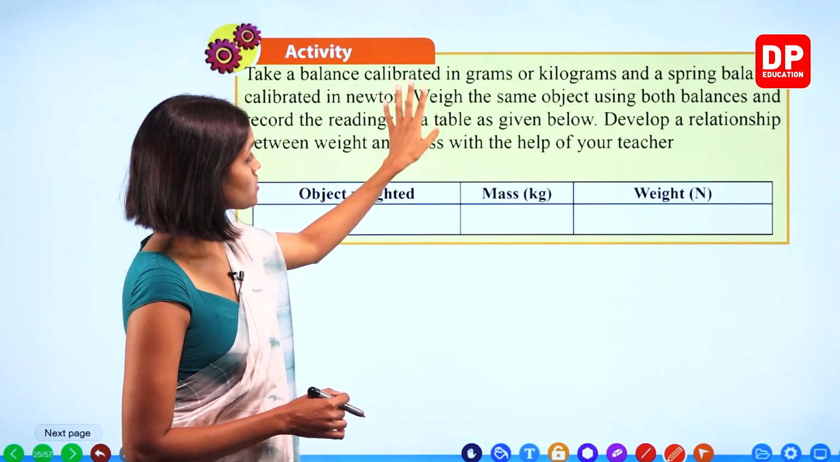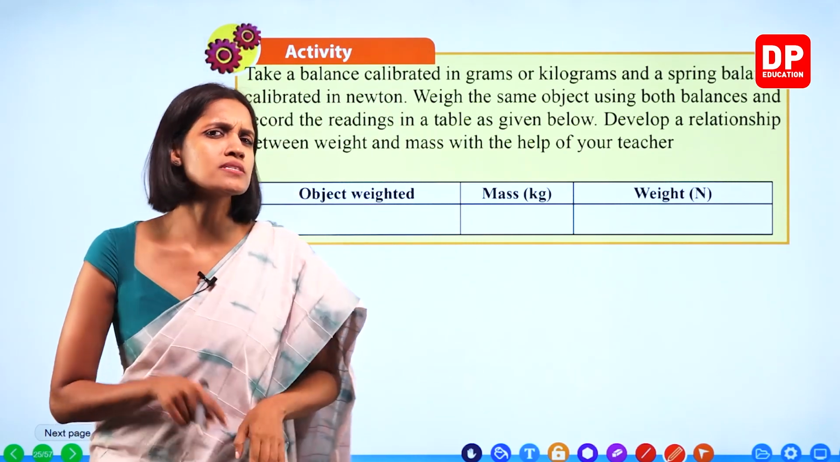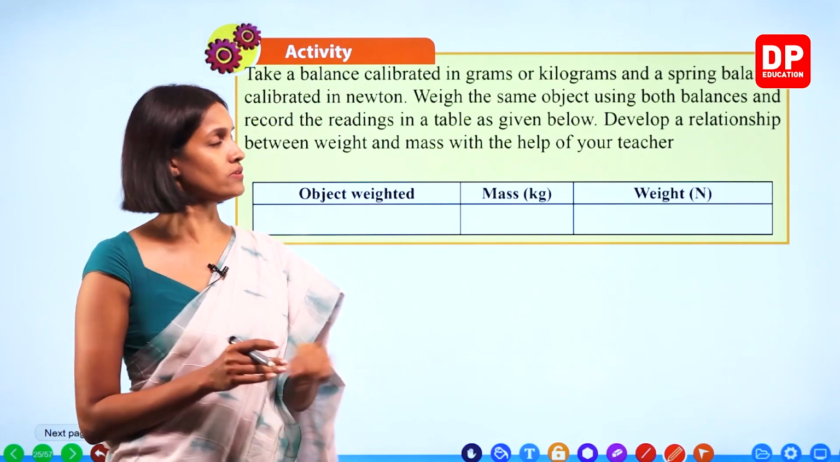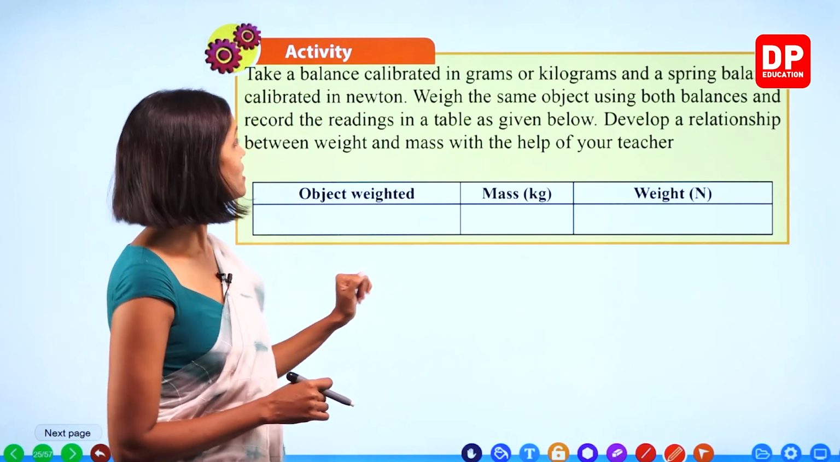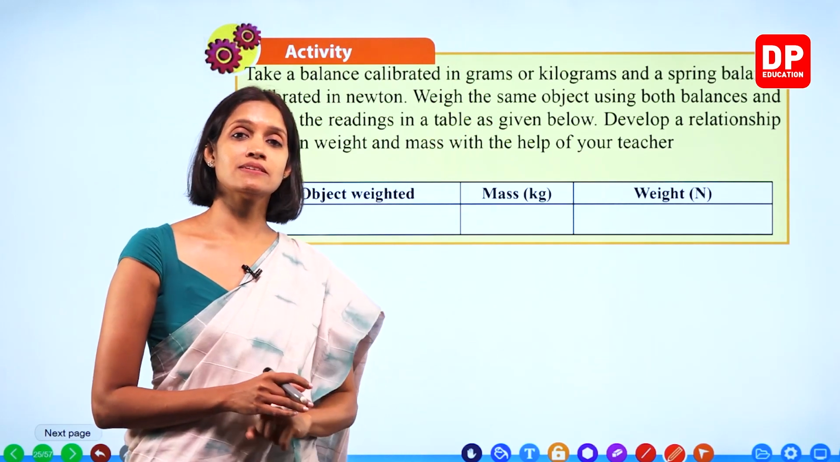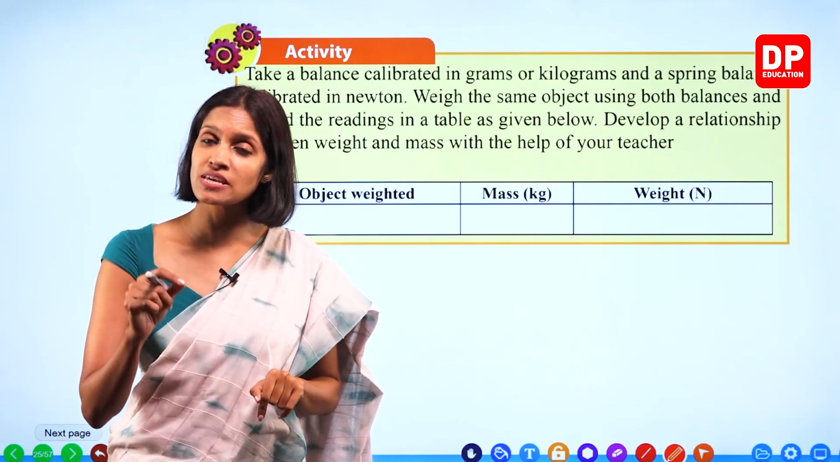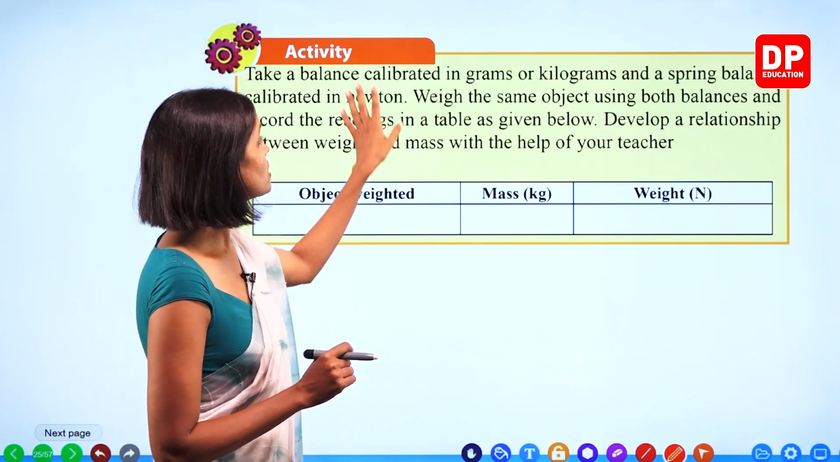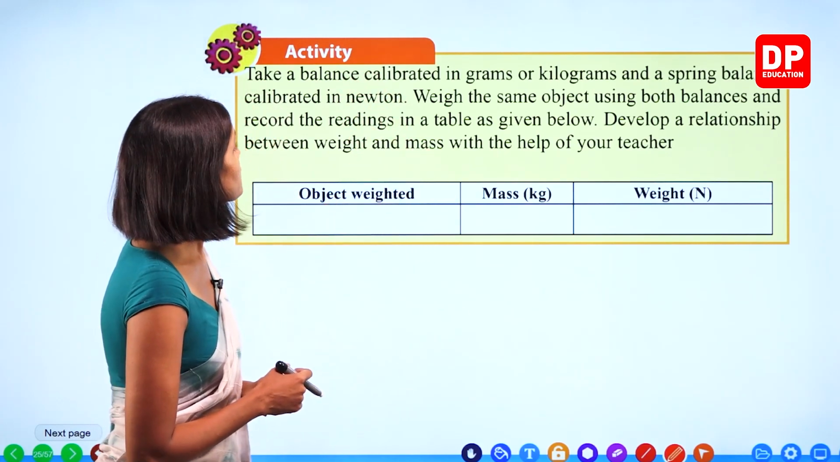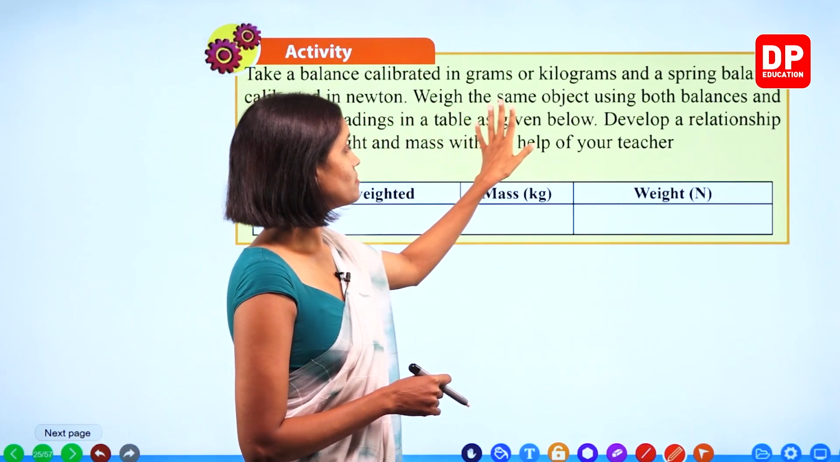Now I will explain to you all. Weight is measured in newtons. This mass and weight are the same things, children. After this we will understand that, right? So here weigh the same object using both balances. Here we are using one Newton spring balance with both the scales. Therefore, we don't need to weigh them twice. Okay. So record the readings in the table given below.